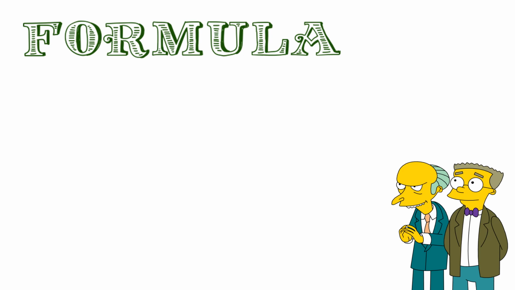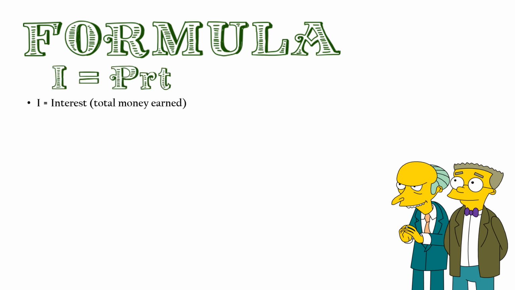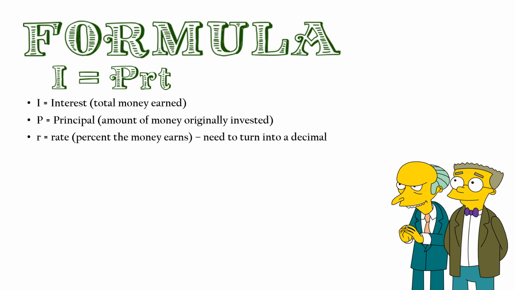Here's another example. We're still going to use the same formula, I equals PRT. And to review, and you should put these in your notes, I stands for interest, which is the total money earned. P is the principal, or the amount you originally put in the bank. The R is the rate, which will be given to you as a percent, which you then need to turn to a decimal. And the T is the time, which must be in years.